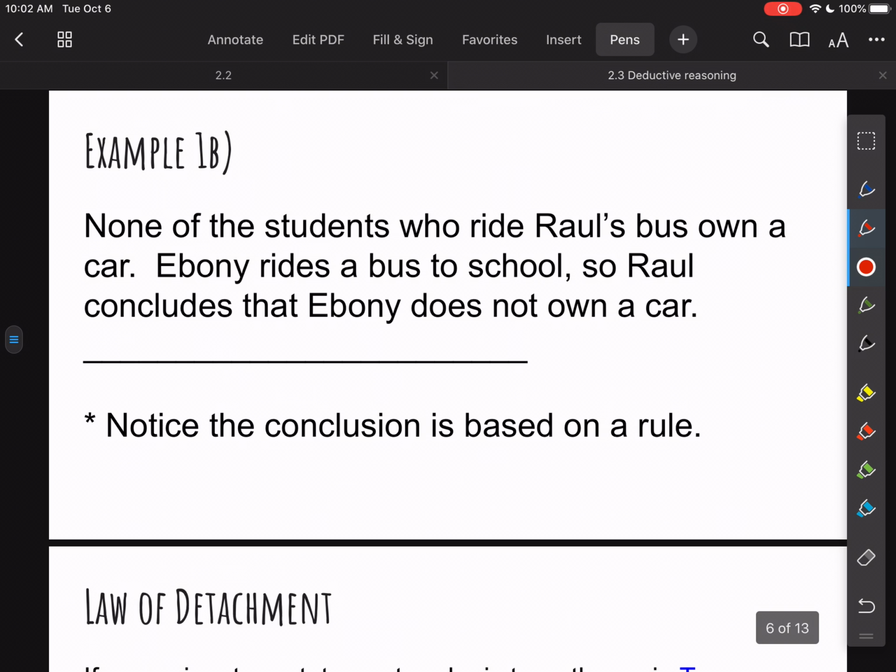Let's look at 1B here. None of the students who ride Raul's bus own a car. So this is a rule, right? None of the students who ride Raul's bus own a car. Ebony rides a bus to school. So Raul concludes that Ebony does not own a car. He's using deductive reasoning. He's using this rule or fact to conclude that she does not own a car. So this again would be deductive reasoning.